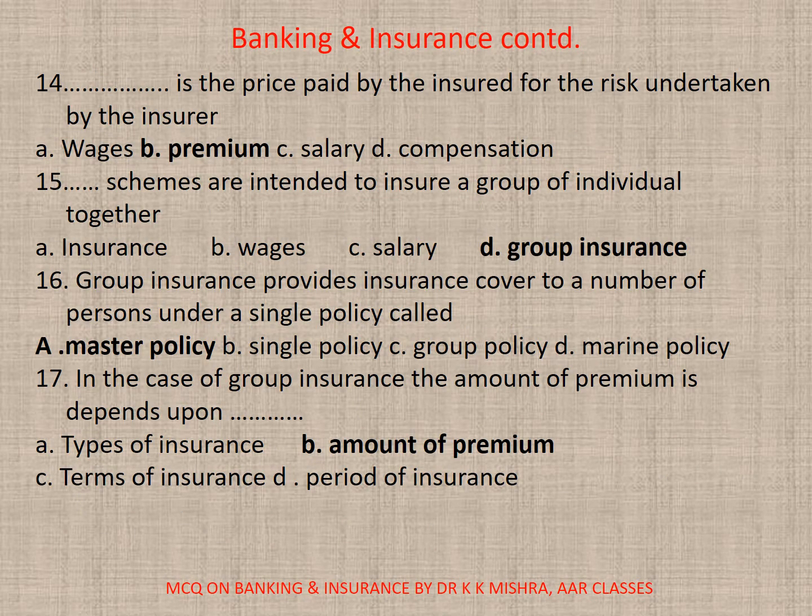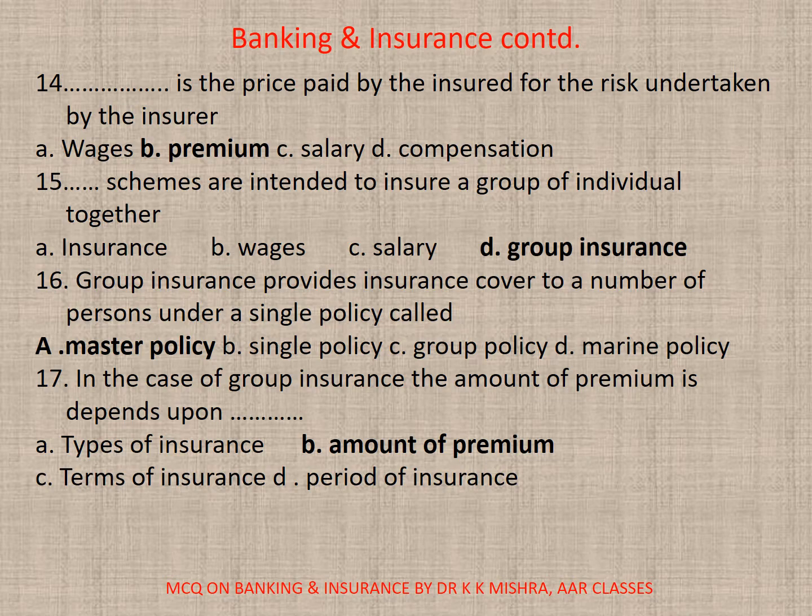Life. 14. Dash is the price paid by the insured for the risk undertaken by the insurer. A. Wages, B. Premium, C. Salary, D. Compensation. Correct option is B. Premium. 15. Dash schemes are intended to insure a group of individuals together. A. Insurance, B. Wages, C. Salary, D. Group insurance. Correct option is D. Group insurance. 16. Group insurance provides insurance cover to a number of persons under a single policy called A. Master policy, B. Single policy, C. Group policy, D. Marine policy. Correct option is A. Master policy.